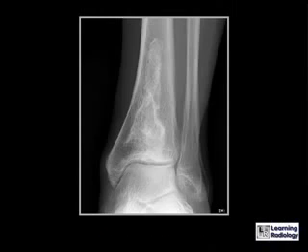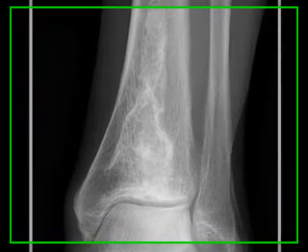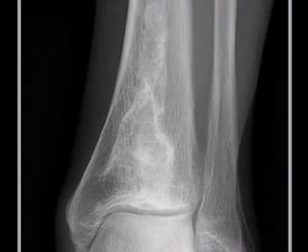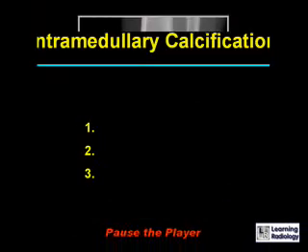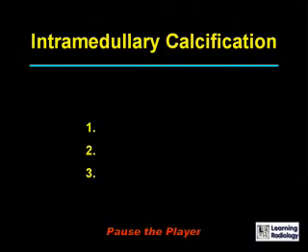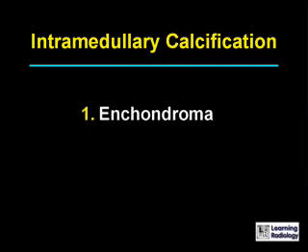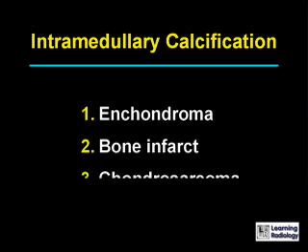Here is the next differential diagnosis. Pause the player. The differential diagnosis is for an intramedullary calcification. There are 3 major causes. Pause the player. 3 causes of intramedullary calcification include an enchondroma, a bone infarct, and a chondrosarcoma.